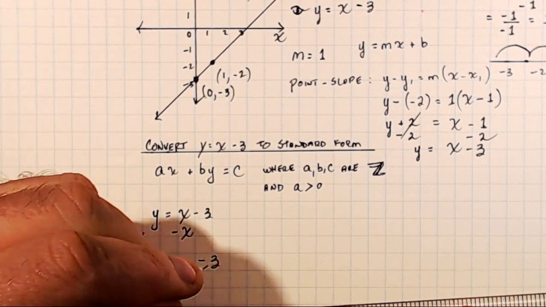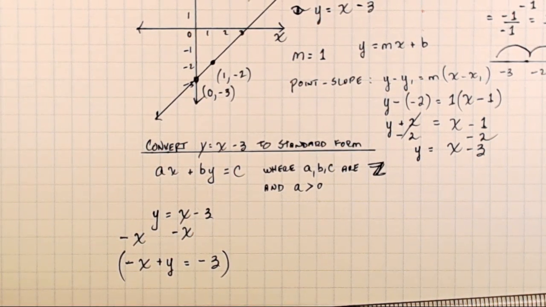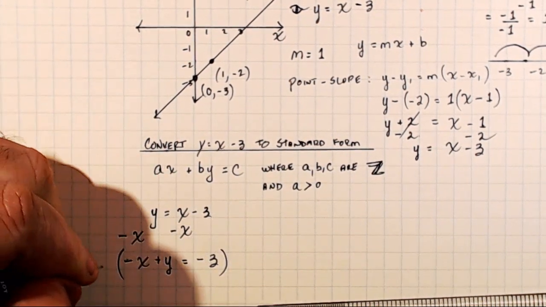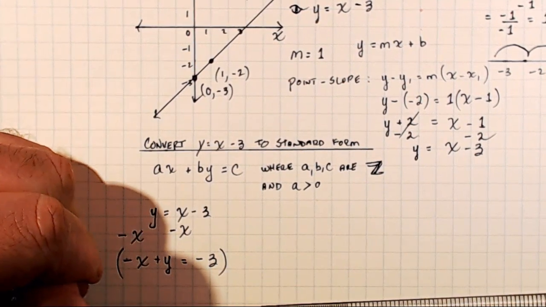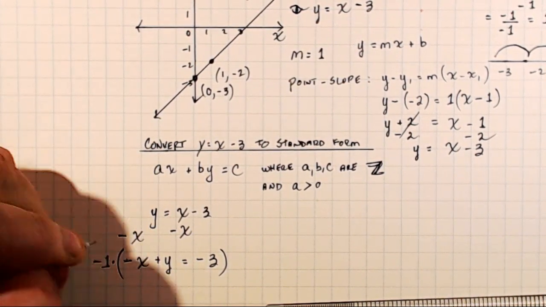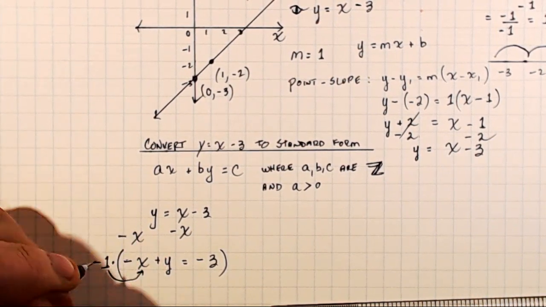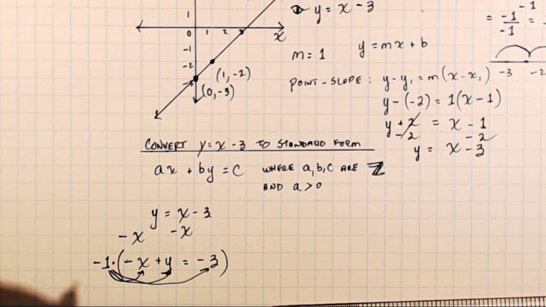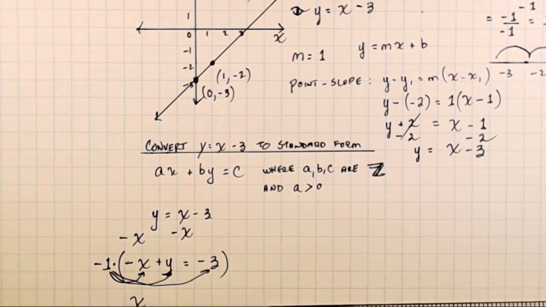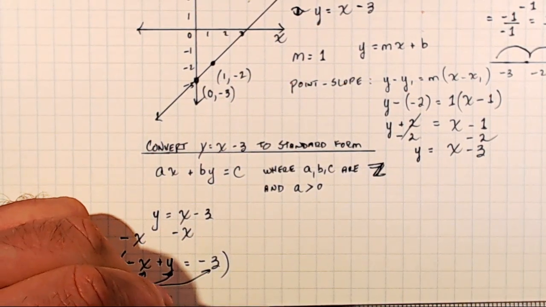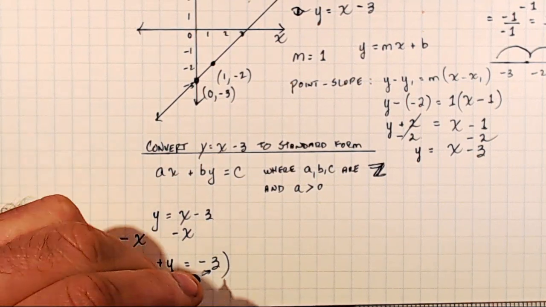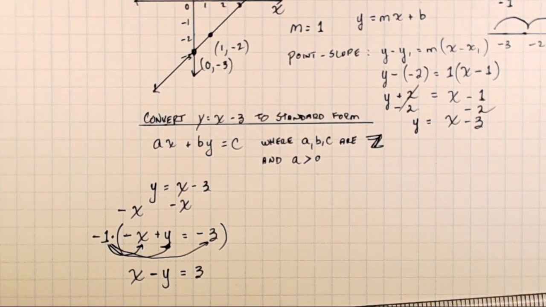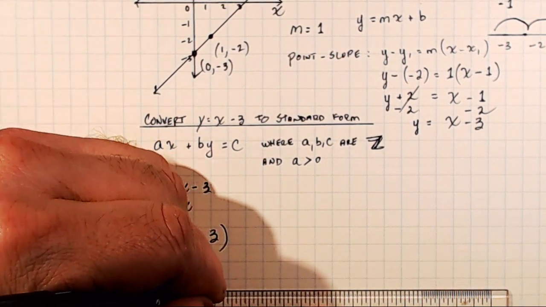So I need to multiply the entire equation by some number that will cancel out that negative. And when you just have a negative in front of a variable, the thing that will cancel out the negative is just negative 1. So we're going to multiply negative 1 through the entire equation. By every term, we're essentially changing all the signs. So negative 1 times negative x just gives x. Negative 1 times y gives minus y, or negative y, equals, and negative 1 times negative 3 gives positive 3. So my standard form equation of the line is x minus y equals 3.